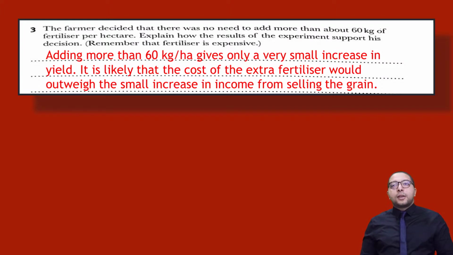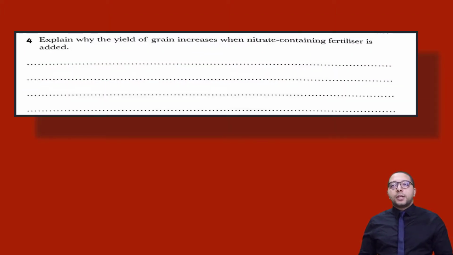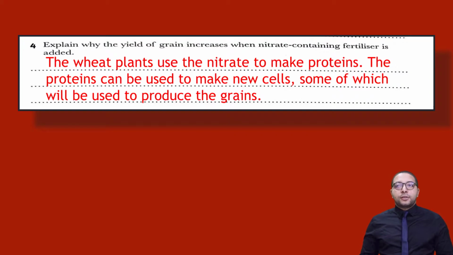Explain why the yield of grain increases when nitrate containing fertilizer is added. Because the wheat plants use the nitrate to make protein, the protein can be used to make new cells, some of which will be used to produce the grains.